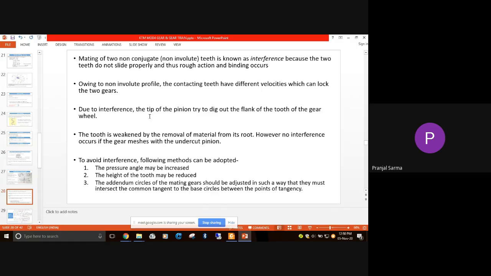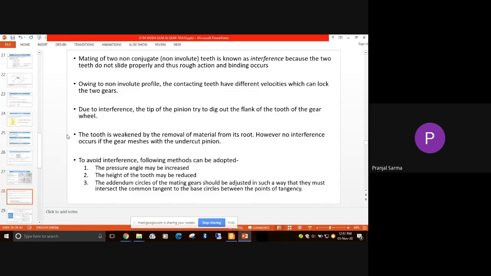And what happens during that interference is that the tip of the pinion tries to dig out the flank portion, or the root portion, of the gear wheel. If some of the metal is removed from the tooth, the tooth is definitely going to be weakened, because the material is removed from its root portion. But after that, no interference will occur if the gear meshes with the undercut portion. So if undercutting has already happened and it meshes with that, once again there will not be any interference.